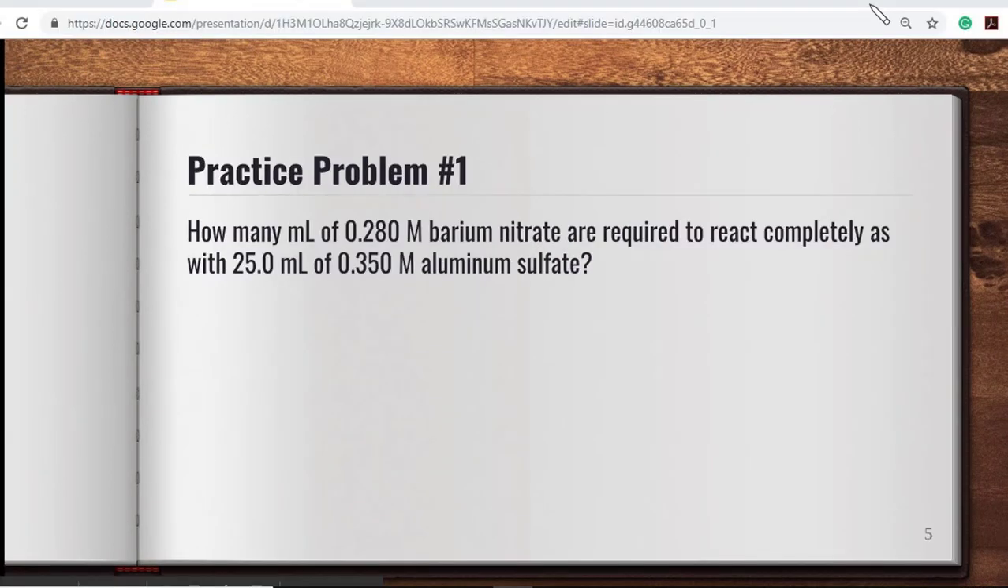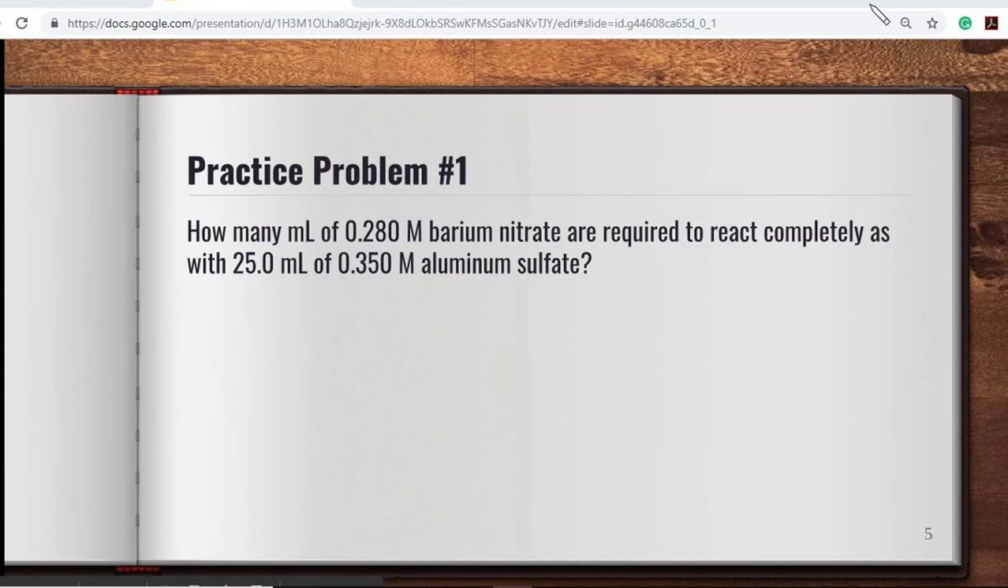All right, here we go. How many milliliters of 0.280 molar barium nitrate are required to react completely with 25 milliliters of 0.350 molar aluminum sulfate? Oh, we are doing stoichiometry. The very first thing with stoichiometry is to always, always, always write a balanced chemical equation. So we're going to do that first. I'm going to do that up here.